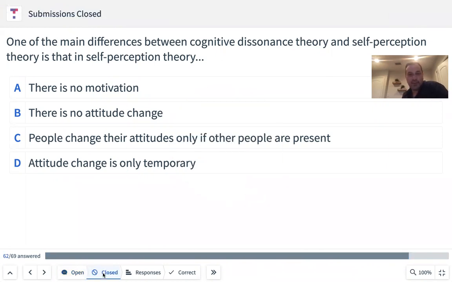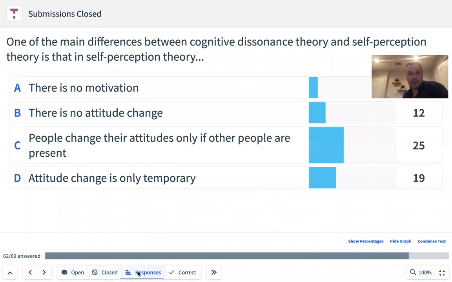All right, so this one's a little bit trickier. Actually quite tricky because the correct answer is the least commonly answered response option. A is the correct answer, it turns out. So here's the idea. I knew this was going to be a little tricky because what I said was that in self-perception theory, there's no physiological arousal that you're trying to reduce. It's just a logical inference you're making.